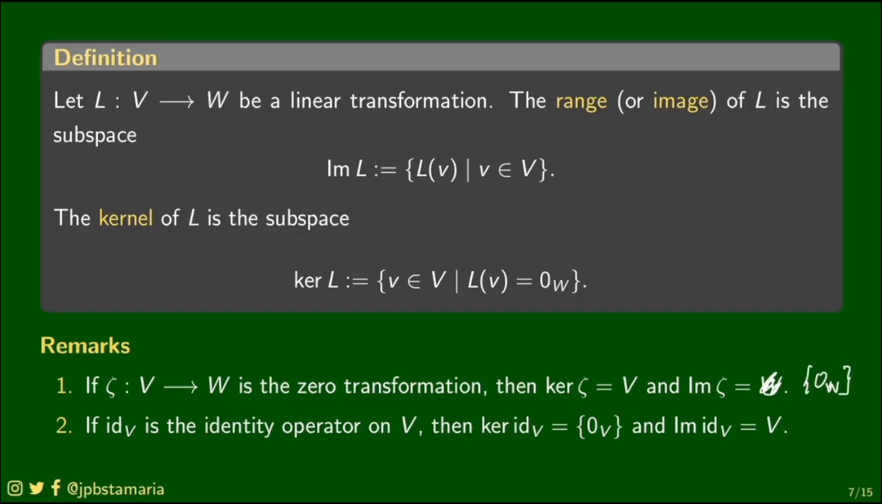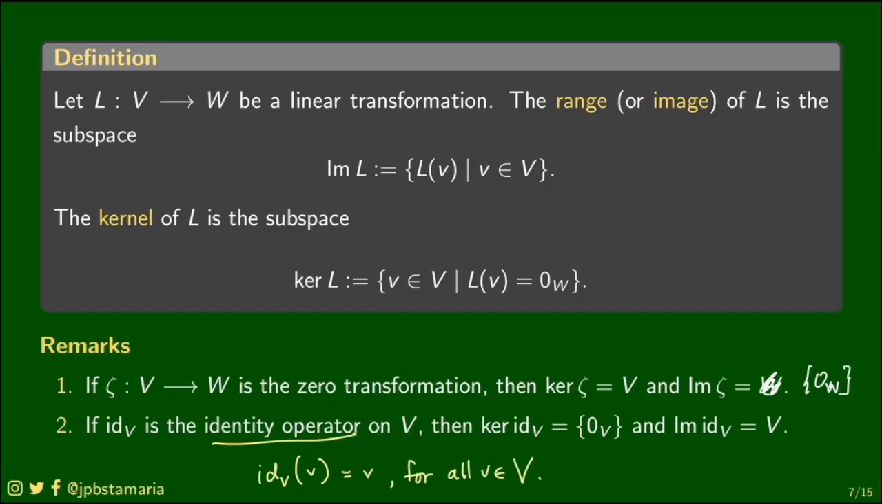Now, if you recall the identity operator, what does the identity operator do? The identity operator does nothing. So if you take V as an input, the output will be V as well. And this will happen for all V in V. So this is an example of a linear operator that does nothing on V, right? Whatever you input, that is also the output.